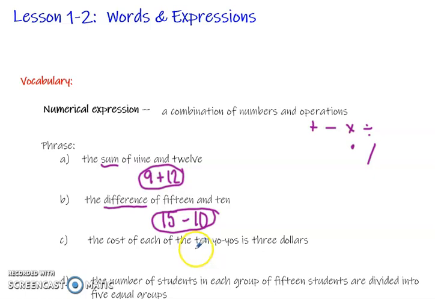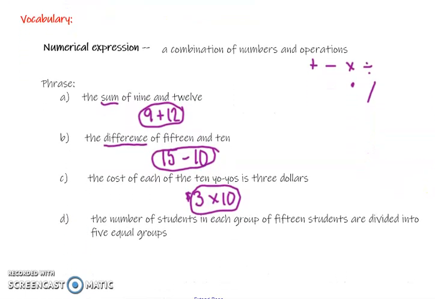Okay, the cost of each of the 10 yo-yos is $3. So we're going to take 3 times 10. I don't know if that means $3 times 10. You could put that in there if you want to, but I think they just want the numbers for this. I myself am always worried about having the right answers. So if I was asked to evaluate or simplify this, I would want to remind myself to have dollars. But they want just the numbers and the operations when it is an expression.